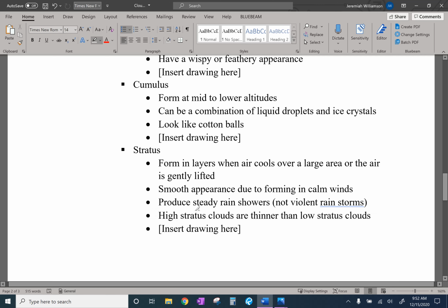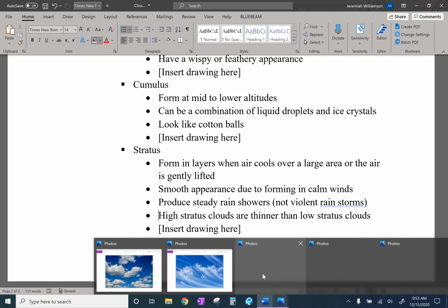Next thing, high stratus clouds are thinner than low stratus clouds. So the higher up you go in stratus clouds, the thinner they get. Lower stratus clouds will form thicker. And of course, insert a drawing here. They may be a little more difficult for you to draw.